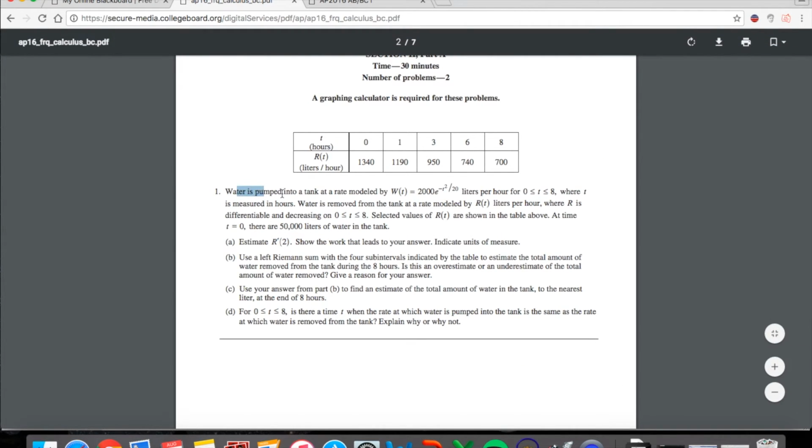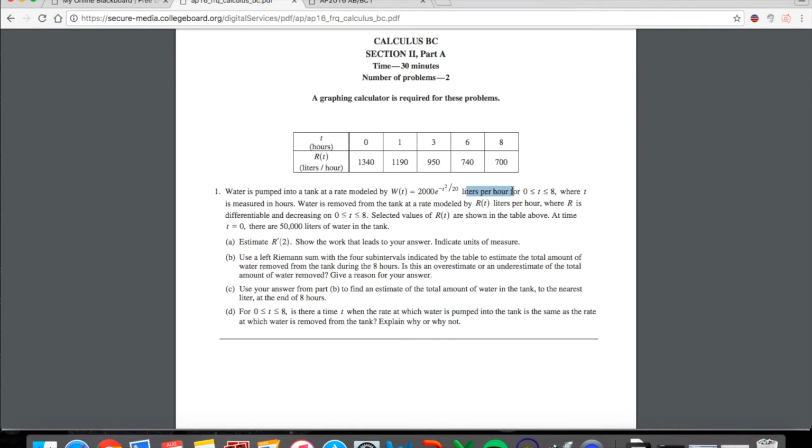So it says water is pumped into a tank at a rate modeled by W(t) is 2,000 e to the negative t squared over 20 liters per hour on the interval 0 to 8, where t is measured in hours. Water is removed from the tank at a rate modeled by R(t) liters per hour, where R is differentiable and decreasing on 0 to 8. Selected values of R(t) are shown in the table above. At time t equals 0, there are 50,000 liters of water in the tank. So we're going to be focusing on this question over here, A. We're not going to be doing B, C, or D yet. It says estimate R prime of 2.